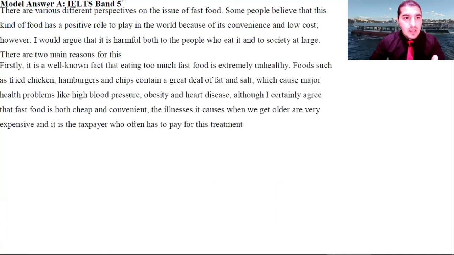Firstly, it is a well-known fact that eating too much fast food is extremely unhealthy. Foods such as fried chicken, hamburgers, or chips contain a great deal of salt and fat, which cause major health problems like high blood pressure, obesity, and heart disease. Although I certainly agree that fast food is both cheap and convenient, the illnesses it causes when we get older are very expensive, and it is the taxpayer who often has to pay for this treatment. Okay, so again, good. It came up with a main idea and supported it very well. What's missing here?